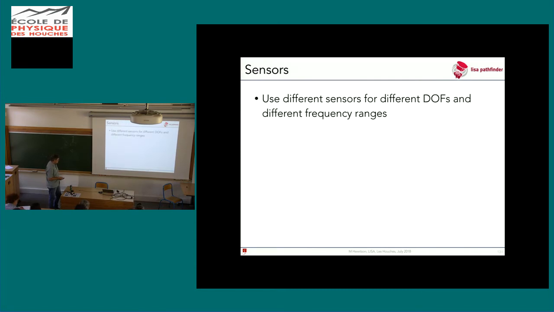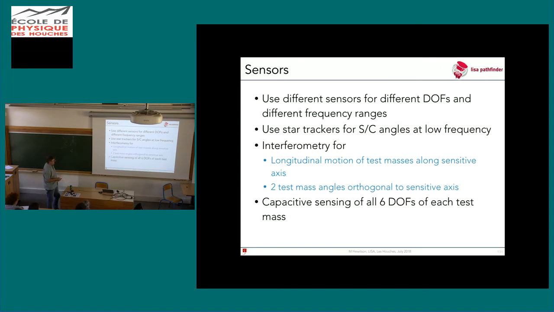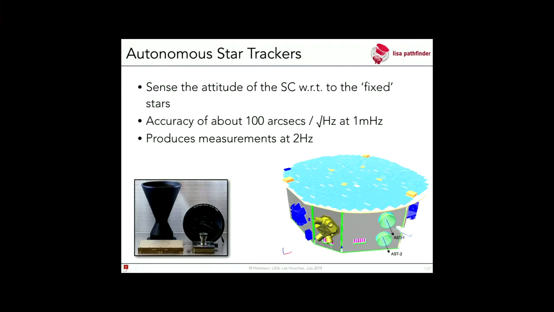The sensors that we have, we use different ones for different degrees of freedom and different frequency ranges. It's a complicated hierarchical sensor scheme. Starting at the lowest frequency, we use star trackers for the spacecraft angles. We use interferometry for the longitudinal motion of the test masses, as I've said, but you can also use the interferometry to measure the tip and tilt of the test masses with respect to the optical bench, so 2 test mass angles here. And then for the other degrees of freedom, we have capacitive sensing. Actually, we have it on all degrees of freedom, though it isn't as sensitive, so it's only used on the degrees of freedom where we don't have interferometric measurements.